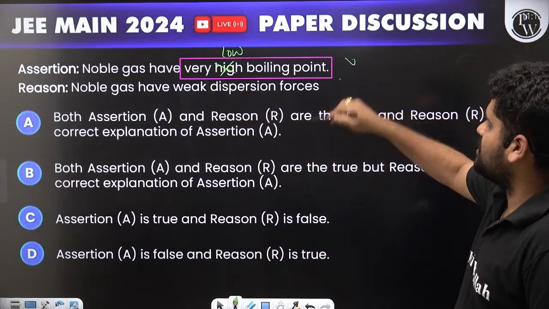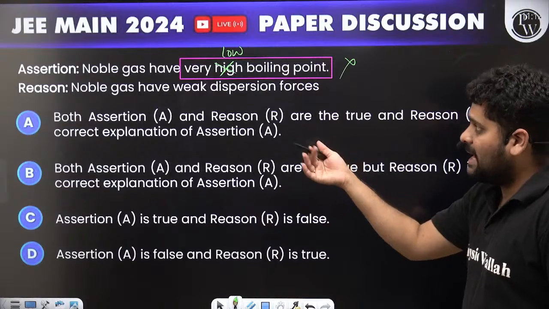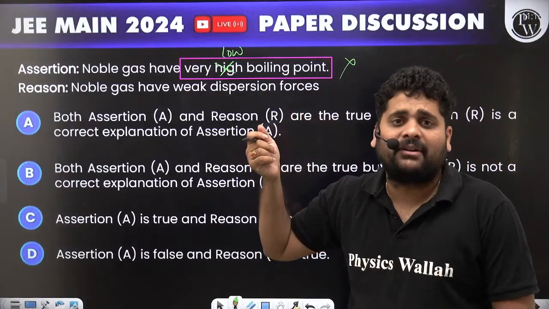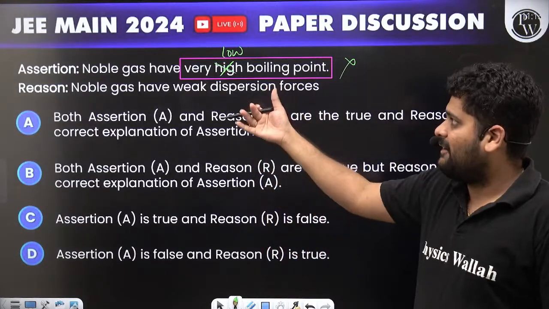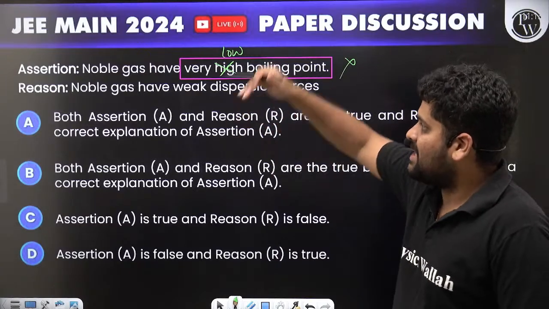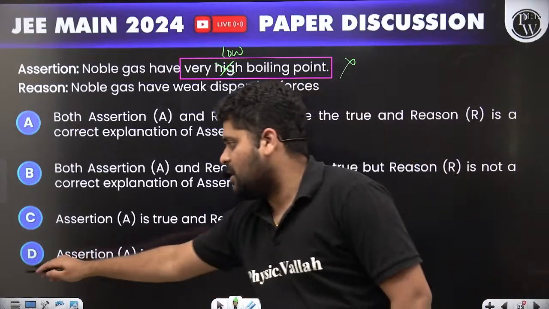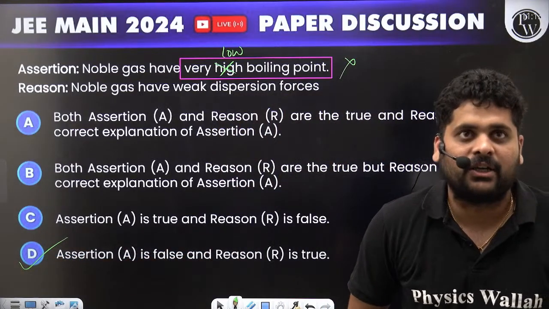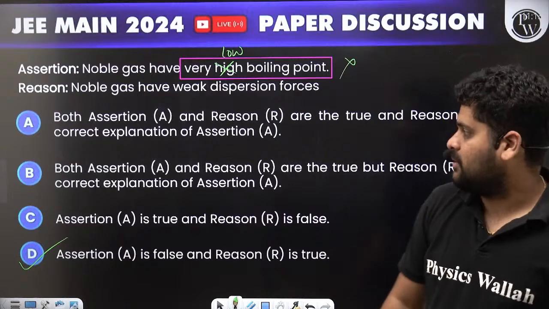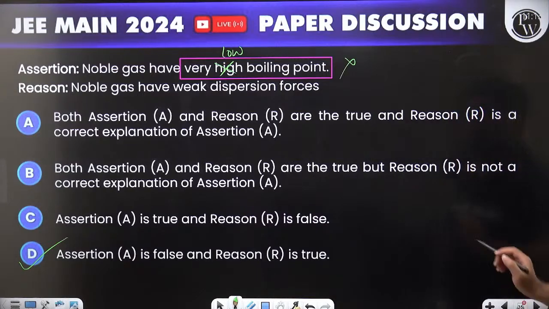So assertion is wrong. Now, noble gases have weak dispersion forces, they do not have hydrogen bonding at all. So they have weak dispersion forces. So assertion is wrong. Reason is correct. The answer should be option D. D for dog, D for donkey, right? Now, next one. Next question after this.